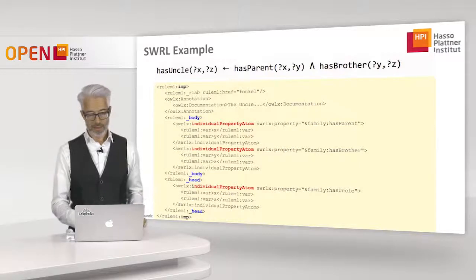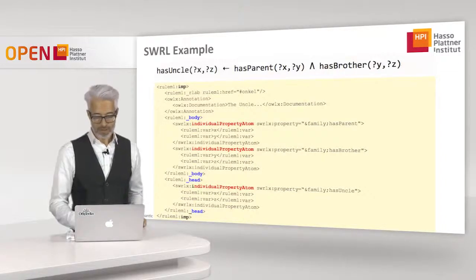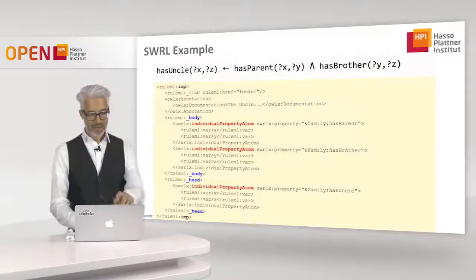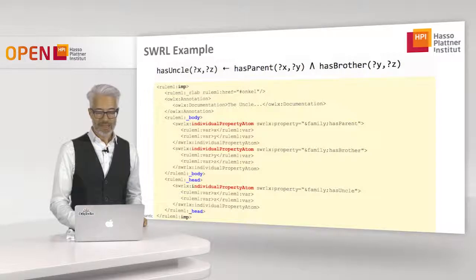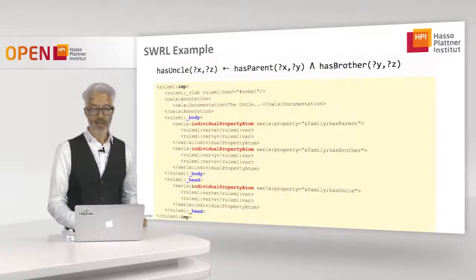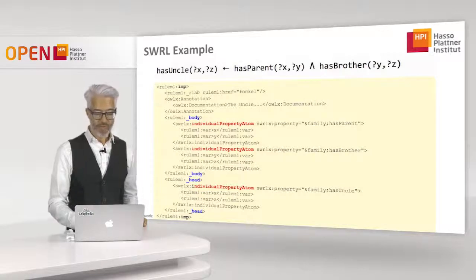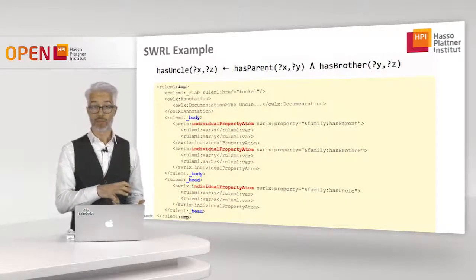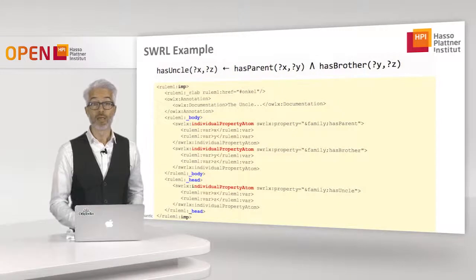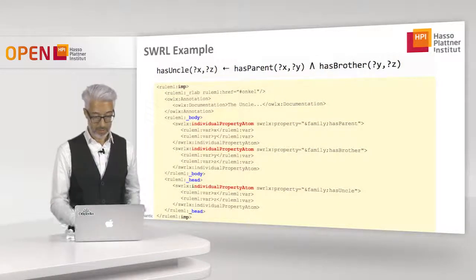So the first is an individual property atom, and here we say it's the property atom which has the name hasParent. And then we say, okay, there are two variables, x and y, which are connected by a hasParent. And then the next one is hasBrother, and there we have y and z, and these two then are conjunctively connected, usually being in a body of a SWRL rule.